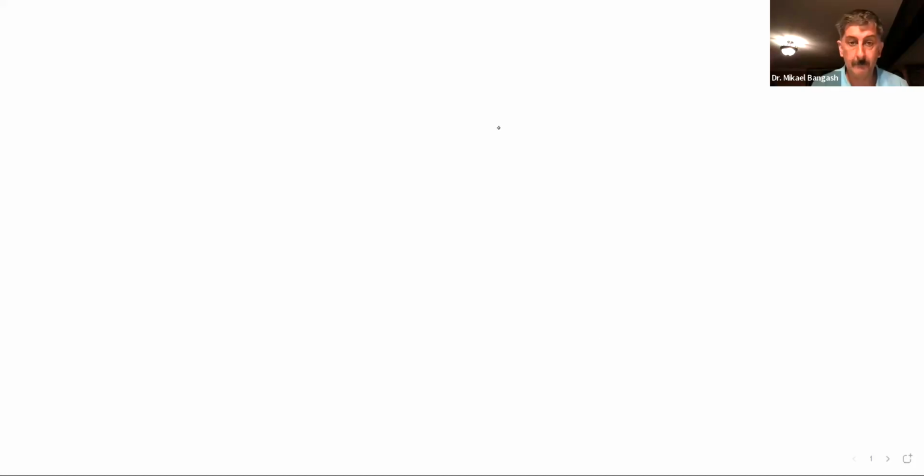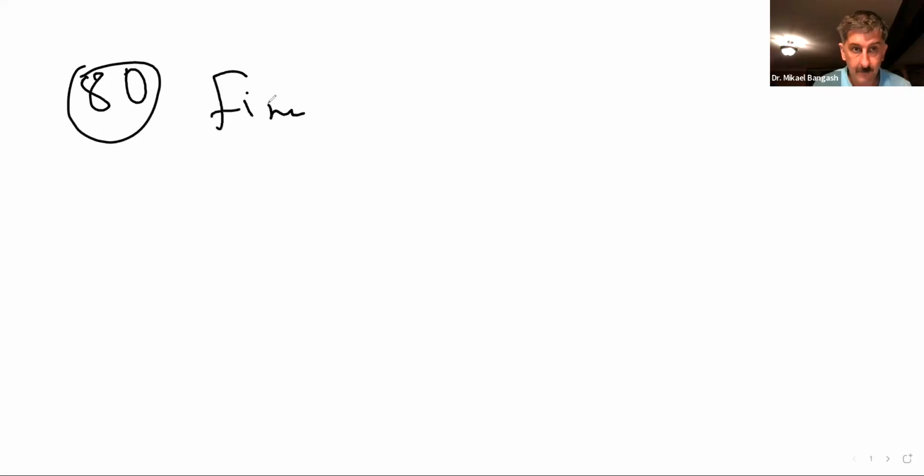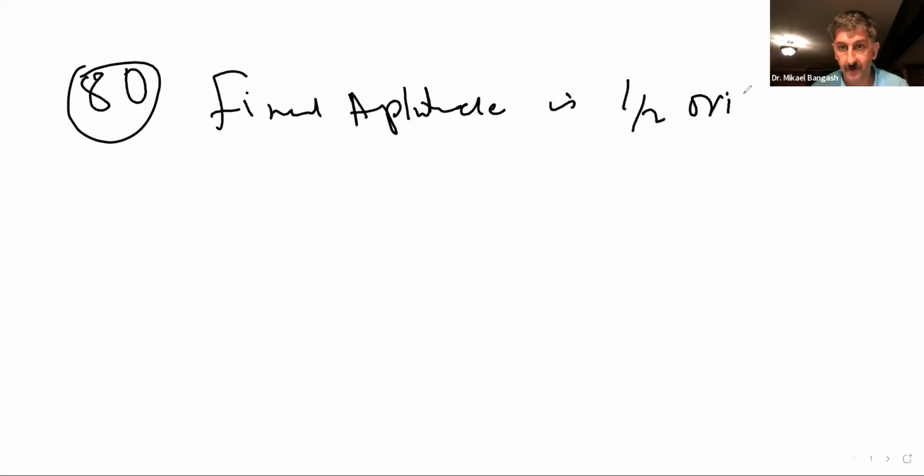Question number 80. The final amplitude of an acoustic wave is reduced to 1/2 its original value. It is half of the original, or we can say the original could also be called the initial. Clear?